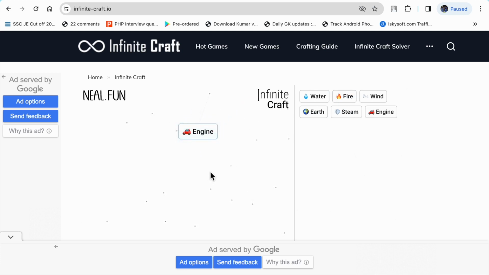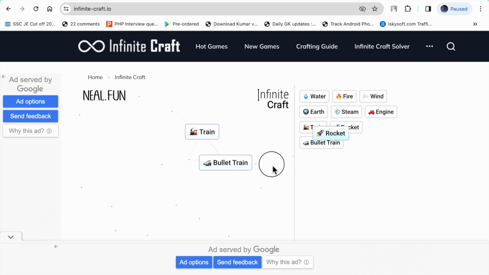This makes engine. Now engine plus steam. This makes train. Now engine plus engine plus engine. This makes rocket. Now rocket plus train. This makes bullet train.